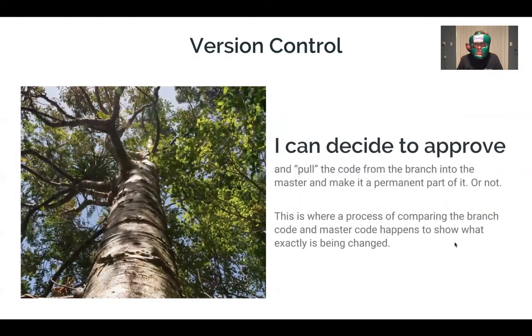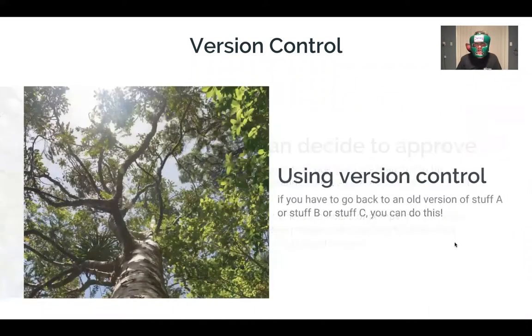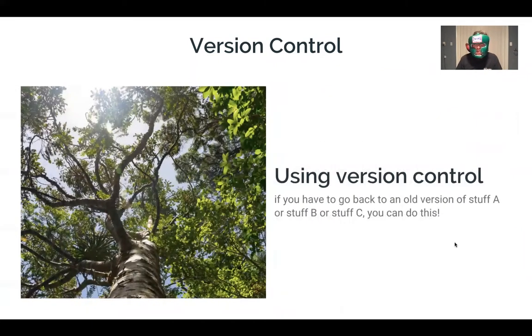I can decide to approve and pull that code from the branch into the master, make it a permanent part of it, or not. And this is where a process of comparing the branch code and the master code happens, to show what's exactly being changed. So using version control, if you have to go back to an old version of part A, part B, or part C, then you can do this.